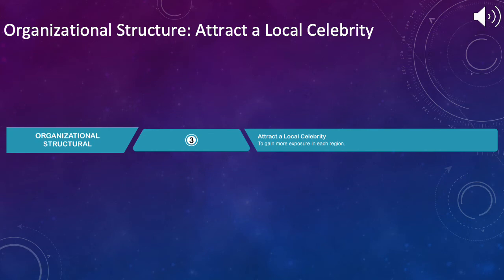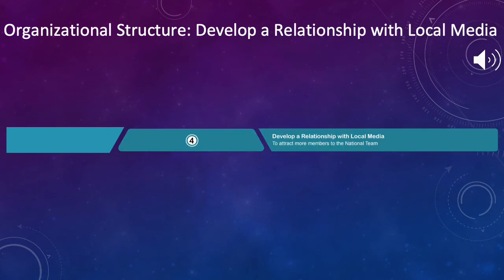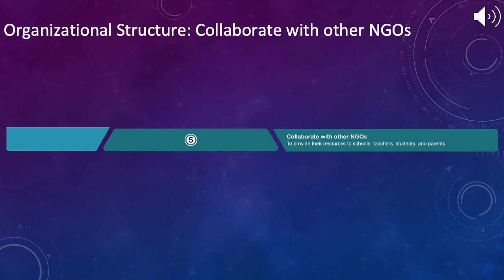Step 3. Attract a local celebrity to gain more exposure in each region. Step 4. Develop a relationship with local media to attract more members to the national team. And finally, Step 5. Collaborate with other NGOs to provide their resources to schools, teachers, students, and parents.